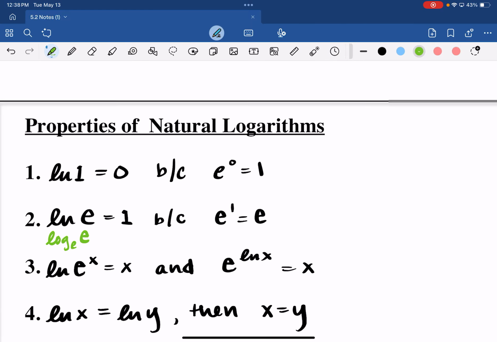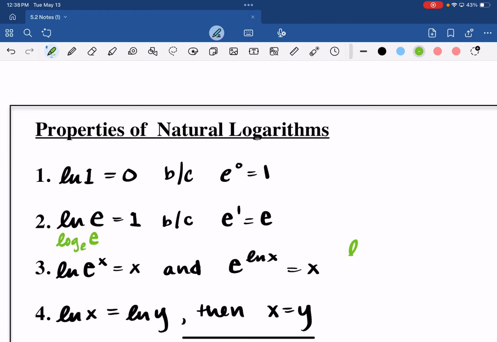Number 3, let's use 2 examples here. If I have the natural log of e raised to the 2, again, you can think about it in terms of, well, that's going to cancel out. I just have my exponent, my answer's 2. In a similar way, if I have e raised to the ln of a number, let me pick a different one so it stands out.